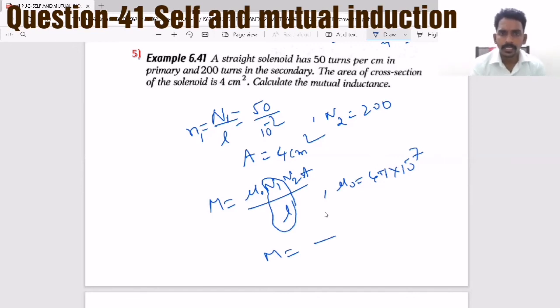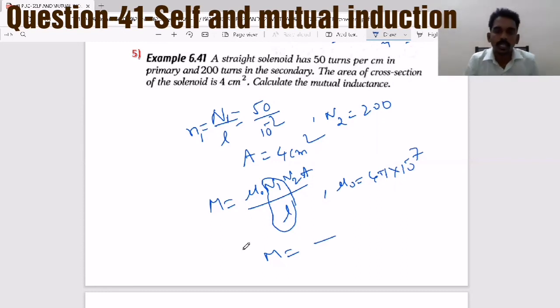But here, reading the data properly and conversion of units are important. 4 centimeter square is there, so 4 into 10 power minus 4 meter square. So you have to remember the constant value mu naught. Then the question becomes easy. So this is how they will ask questions based on self and mutual inductance.